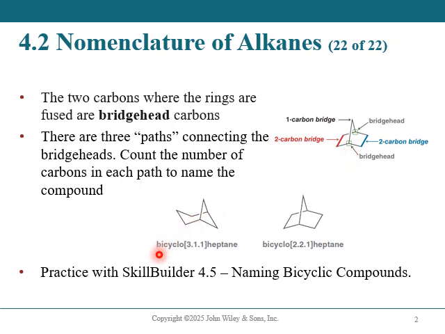So here, for instance, we have bicyclo[3.1.1]heptane to describe this system, whereas the second system, the one on the right, is bicyclo[2.2.1]heptane.